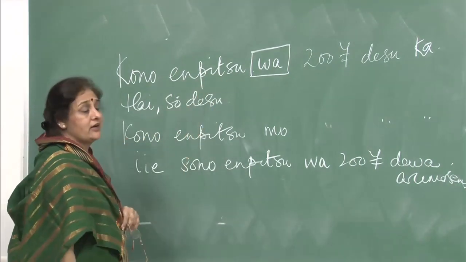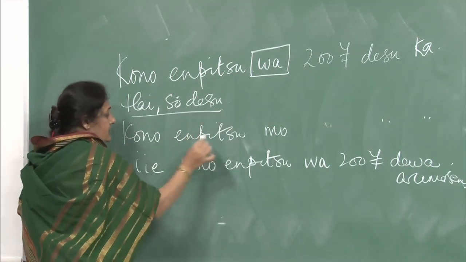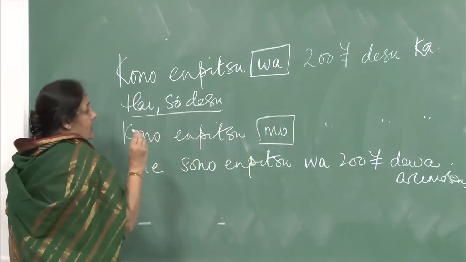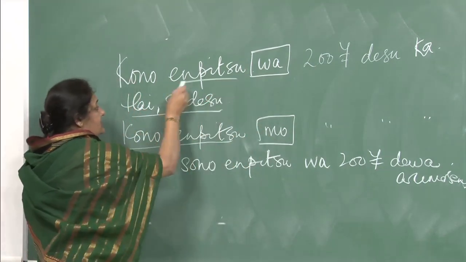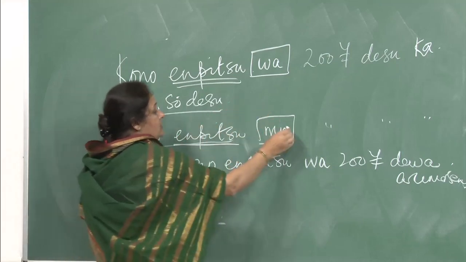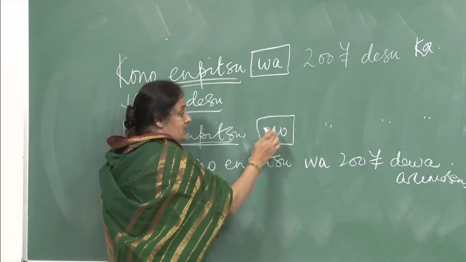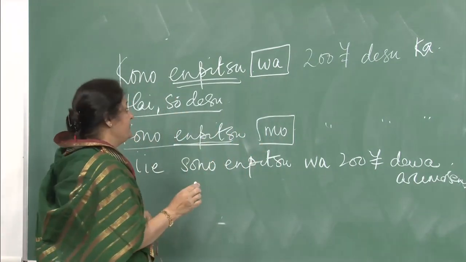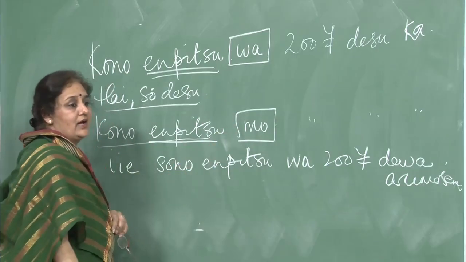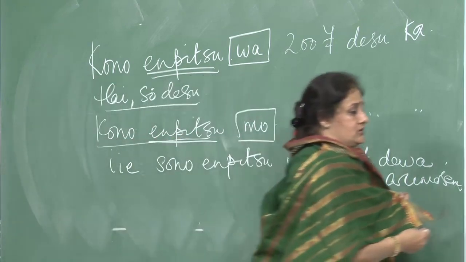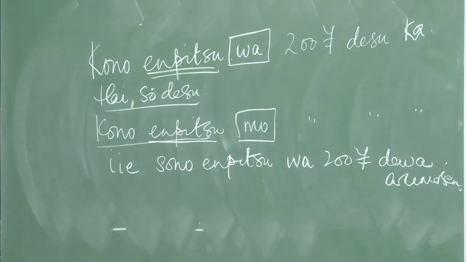So now over here, wa is there. Kono enpitsu wa 200 yen desu ka? Says hai, so desu. Over here he uses mo instead of wa. Now you can do this, you can replace wa with mo if you are talking about the same thing, about enpitsu. But you cannot do vice versa, you cannot replace mo with wa. Please remember that. Kono enpitsu wa 200 yen desu ka? Kono enpitsu mo 200 yen desu ka? Is this also 200 yen? And then again, iie, sono enpitsu wa. Now that enpitsu becomes the subject, sono enpitsu wa 200 yen dewa arimasen.